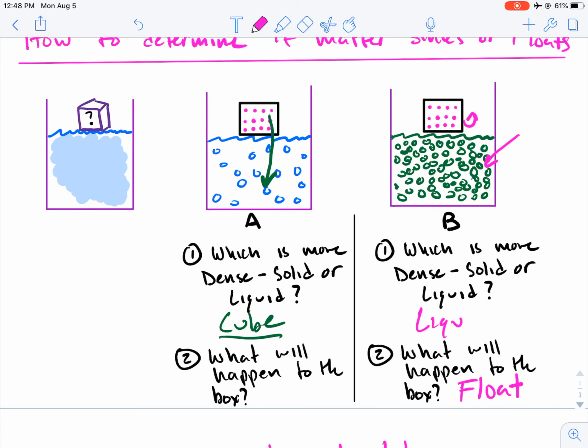float. So whichever material is more dense goes on the bottom. Whichever material is less dense goes on the top. And that's how we can determine whether something will sink or float. So in this case, the cube is more dense, sinks to the bottom. In this case, the cube is less dense, so it will float on top of the liquid.